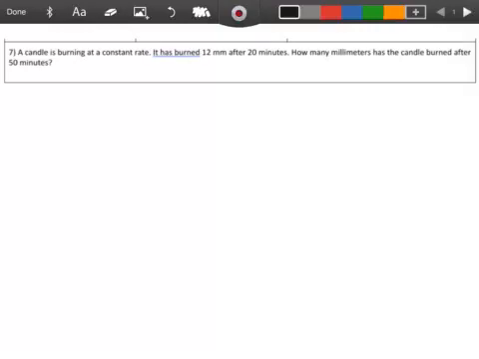The question says a candle is burning at a constant rate. It has burned 12 millimeters in 20 minutes. How many millimeters has the candle burned after 50 minutes? So we need to take 20 minutes divided by 12 to find out what the rate is.